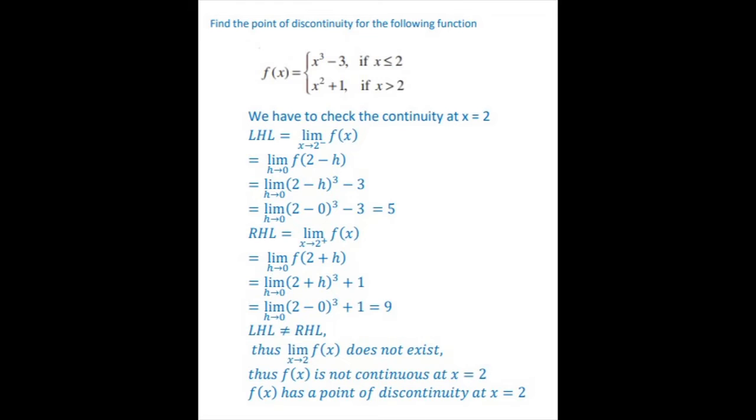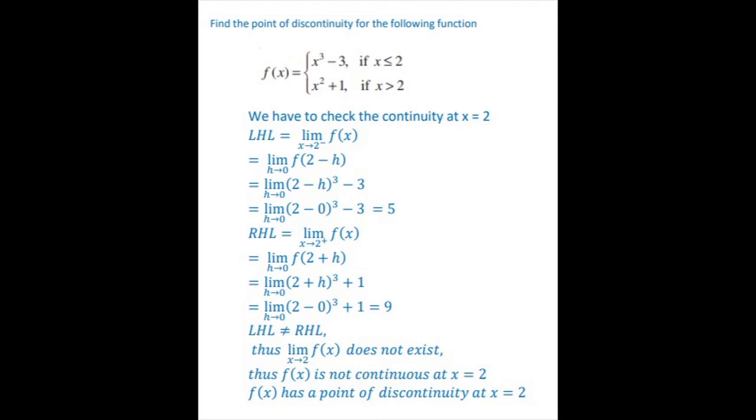Here, the other type, the question is to find the point of discontinuity. So wherever the function is not continuous, we need to check the continuity. You don't need to check for each and every point. Wherever the suspectable point is, that point is to be checked. Here the given function is f of x is x cube minus 3 when x is less than or equal to 2, x square plus 1 when x is greater than 2. So here the point which can be suspected is x equal to 2. So check the continuity at x equal to 2.